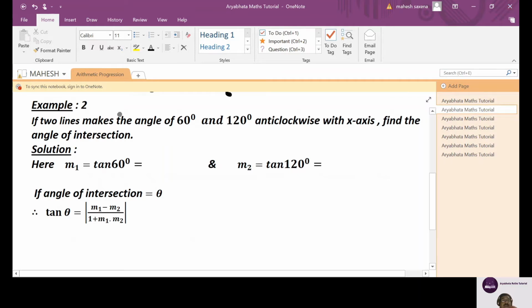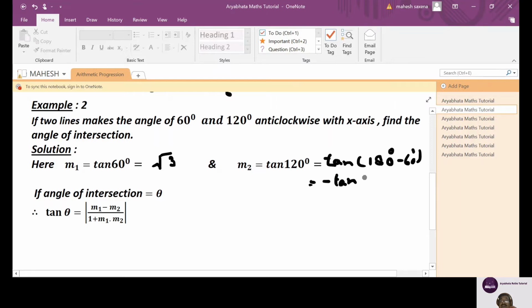If two lines make angles of 60 degree and 120 degree anticlockwise with the x-axis, find the angle of intersection. In this case, m1 is equal to tan 60, that is root 3. m2 is equal to tan 120 degree, that is tan of 180 degree minus 60 degree, that is minus tan 60 degree, that is minus root 3.